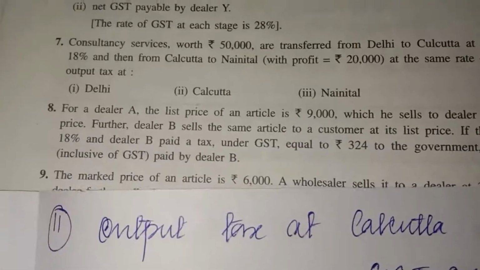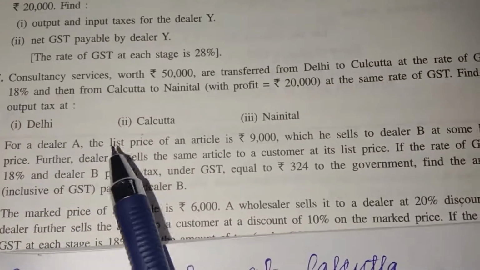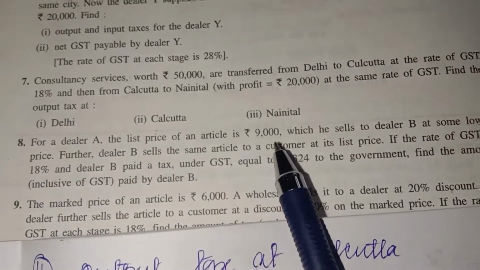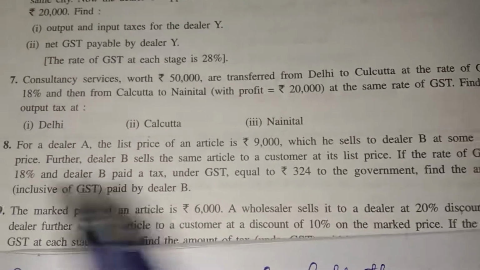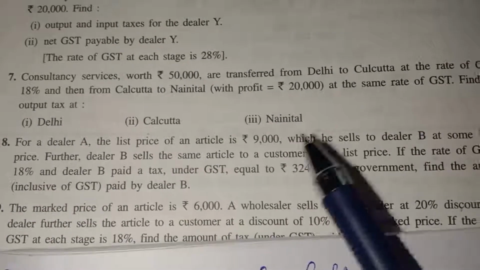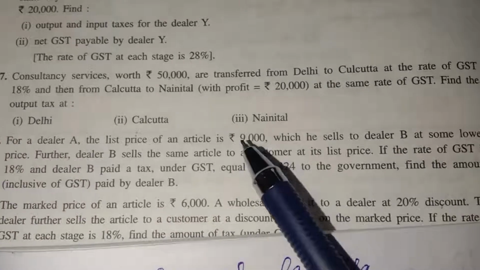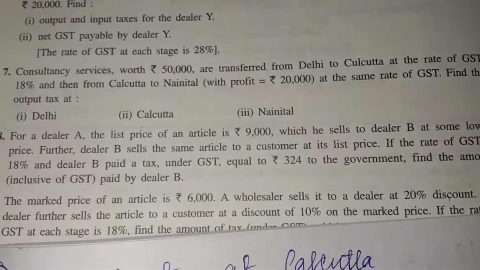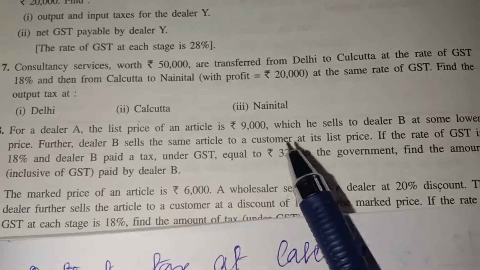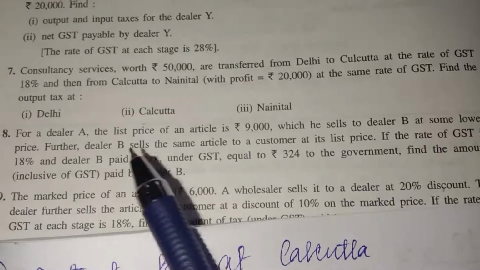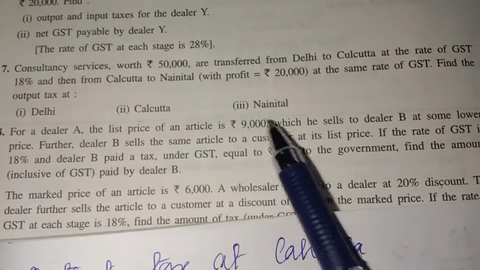Now next is question number 8. For a dealer A, the list price of an article is rupees 9,000, which he sells to a dealer B at some lower price. So the list price of the article is 9,000, but dealer A sells that article to B at some lower price. He is not selling at the price of 9,000. Further, dealer B sells the same article to a customer at its list price. So now B is selling that article to the customer at the list price.